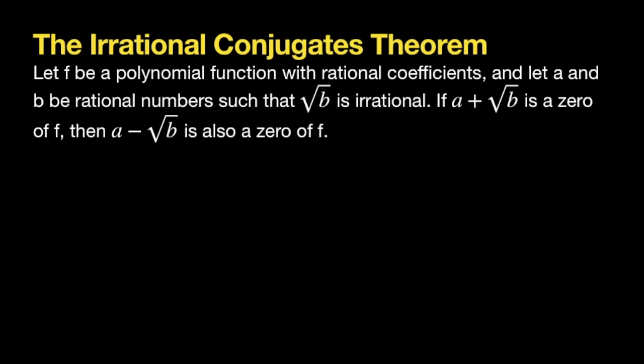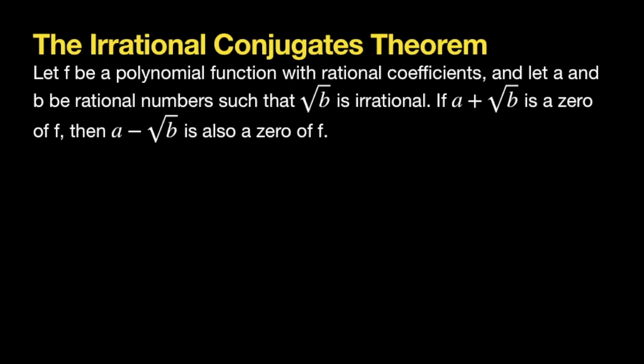The irrational conjugate theorem states that if you have a polynomial with rational coefficients, we're going to say that A and B are rational numbers as well, but the square root of B is actually going to be irrational. So you're going to get a number A plus the square root of B, a rational number plus an irrational number. If that is one of your zeros, then the only thing you're going to do is change the sign for the irrational, and that will be the second zero.